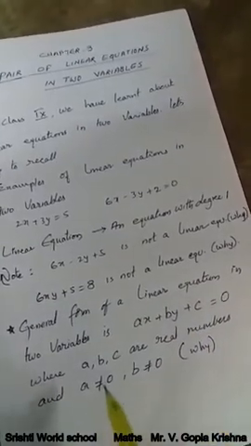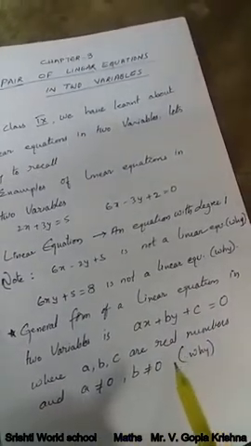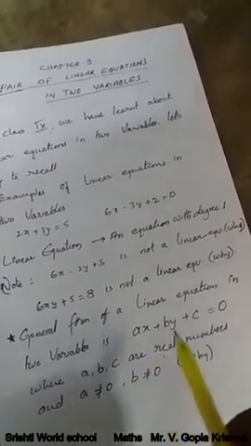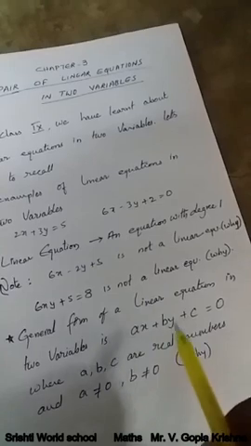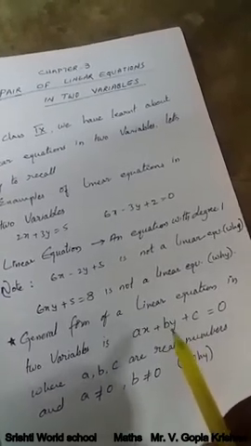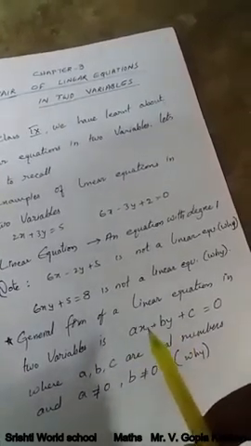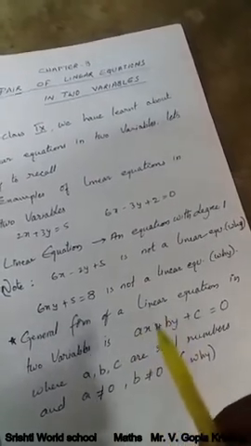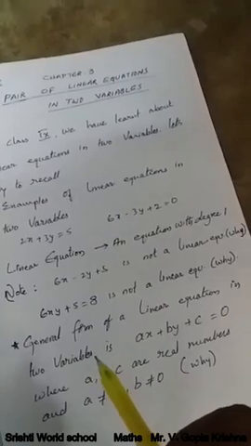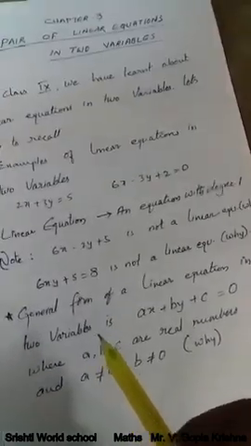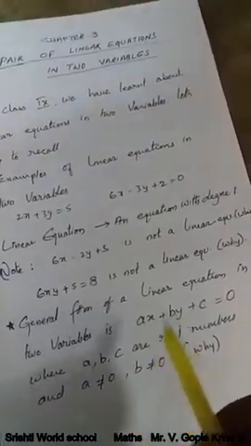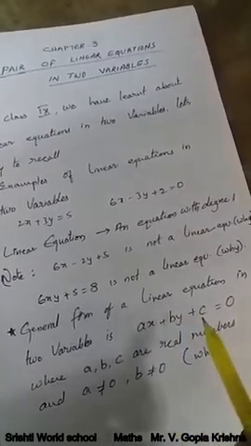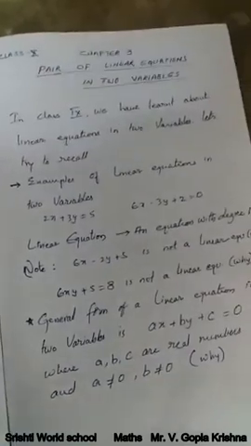And the condition is a should not be 0, b should not be 0. You know the reason? If a becomes 0, it looks like an equation in only one variable. If b is 0, I mean the coefficients of the given variables, if they become 0, it will be in one variable. They won't represent two variables, right? Good. So the general form for a linear equation in two variables is ax plus by plus c equals 0. This is all you have come across in your class 9.